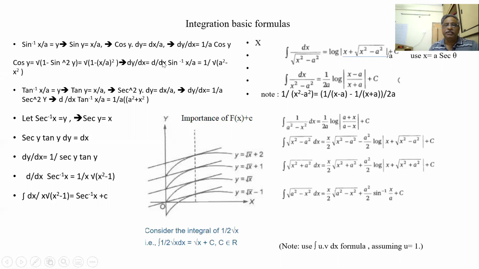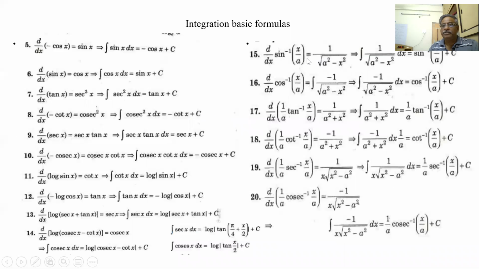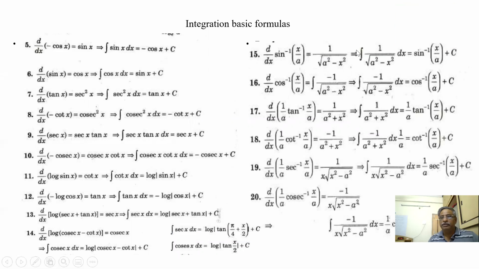So if I do integration on both sides, sine inverse x by a is equal to the integration of 1 by square root of a square minus x square. See here, the integration of 1 by square root of, remember the square root is required here, square root of a square minus x square is sine inverse x by a.